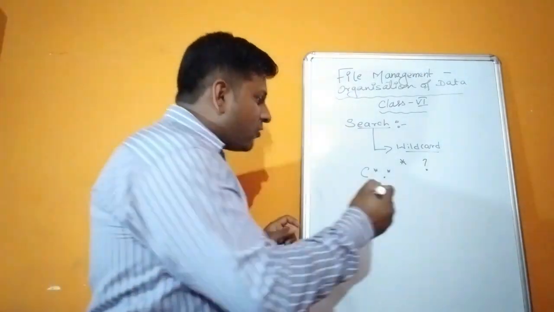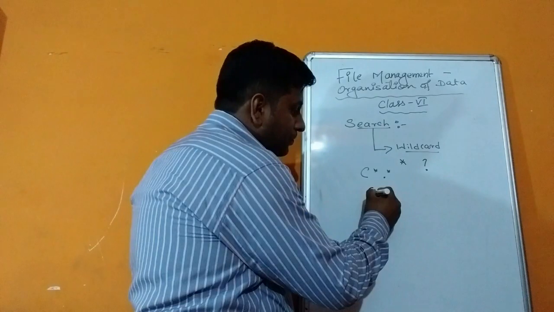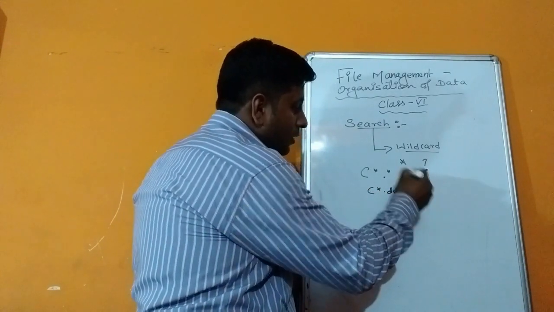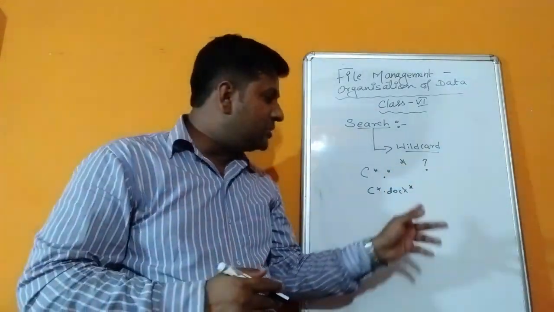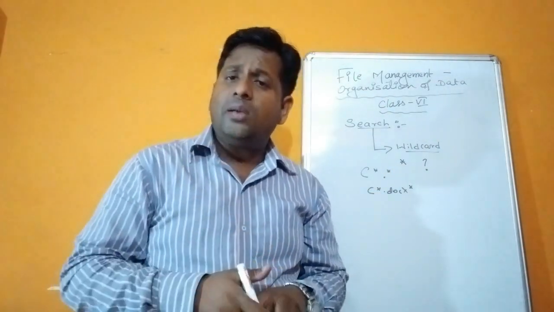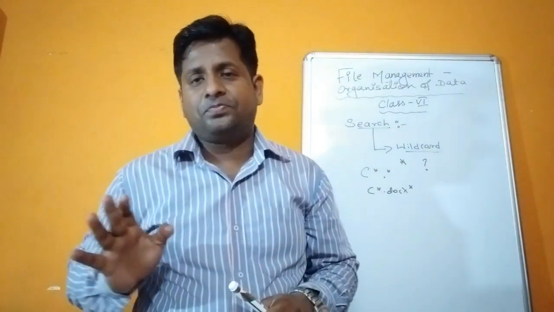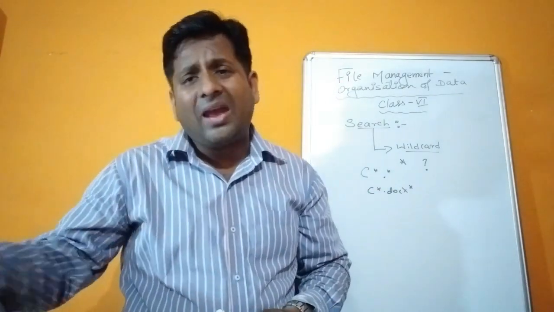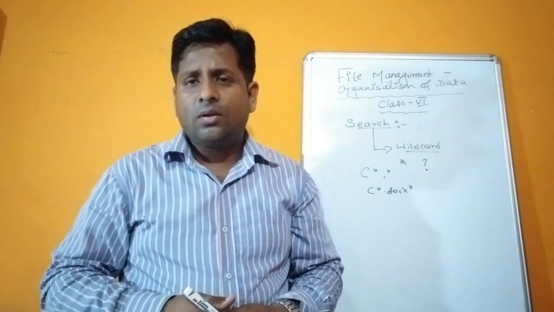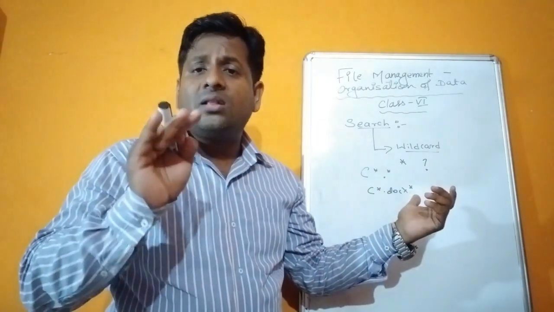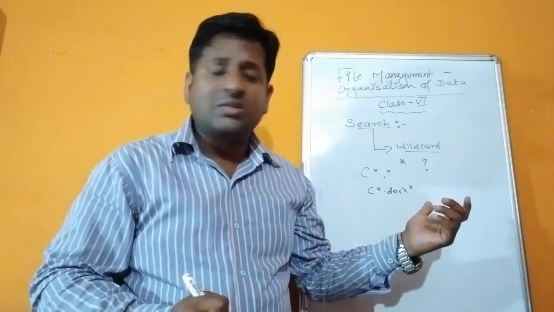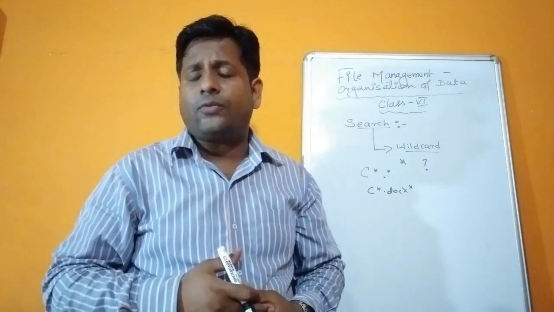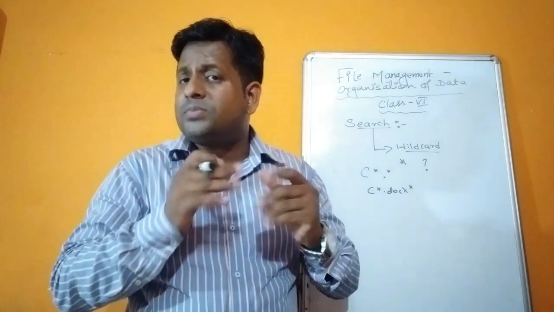Now suppose I can write in this way also, C asterisk dot docx. Now see, here I'm limiting that you just find the file name which starts with C, but the extension is docx. In the earlier one, I didn't mention the extension. That means it will find MP3, MP4, any format, JPG, any format. But in the second case, I am specifying the extension. That means it will search only the document files. Same way I can give MP3, MP4 and other file formats also. So searching becomes easy in this way.